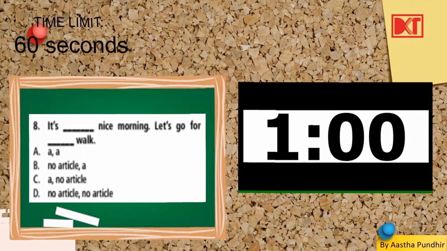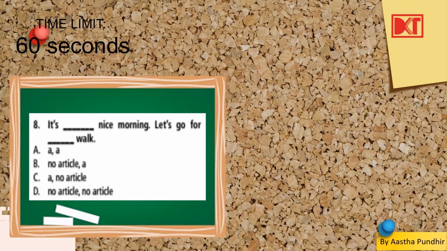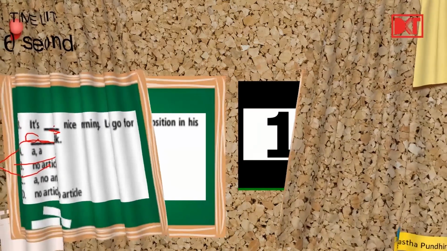Alright, here we have: it's dash nice morning, let's go for dash walk. It's just general talk, giving a general reference. So it's a nice morning, let's go for a walk. Okay, the correct answer is A.